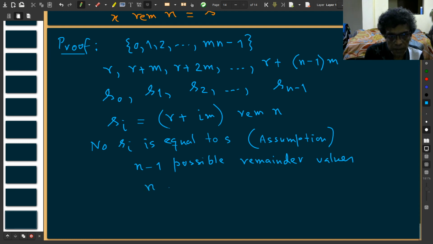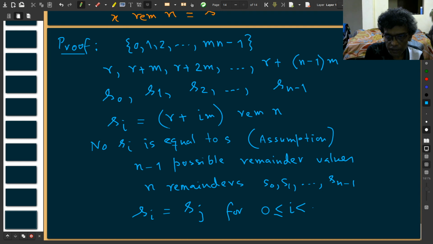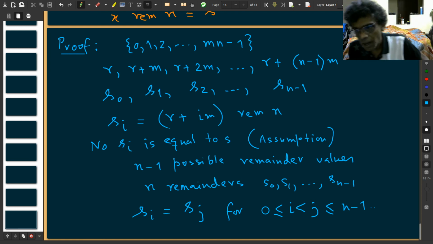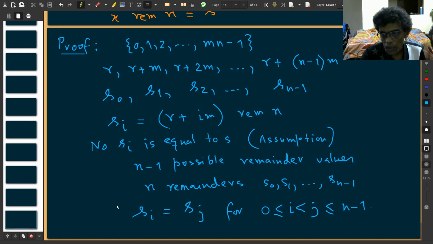But I have n remainders, S0, S1 through Sn minus 1. Therefore, by the pigeonhole principle, I must have Si equal to Sj for some i and j satisfying 0 less than or equal to i, less than j, less than or equal to n minus 1. Right? So, let us see how it leads to a contradiction.